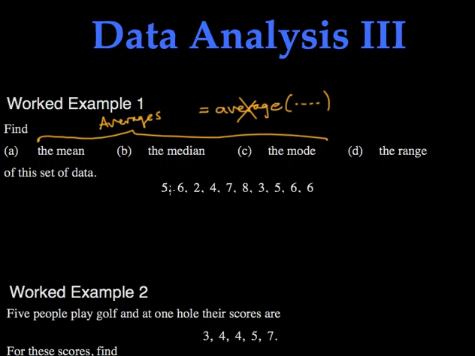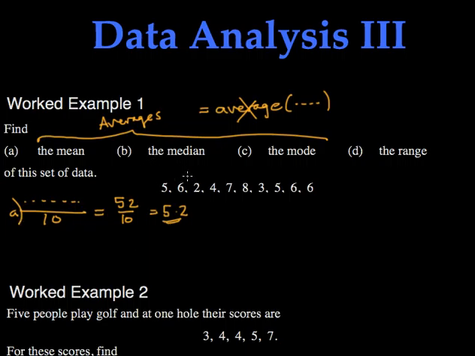The mean is found by adding them all together and then dividing by how many there are. So there's 1, 2, 3, 4, 5, 6, 7, 8, 9, 10 terms. So we need to divide all of the terms added together by 10. And if we add all the terms up here, we should find that it's 52. So we divide that by 10 to find 5.2. And that is the mean. So that is A done.